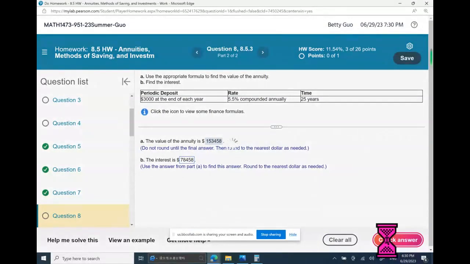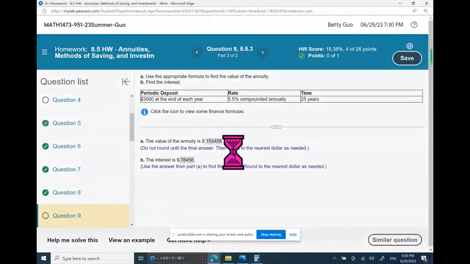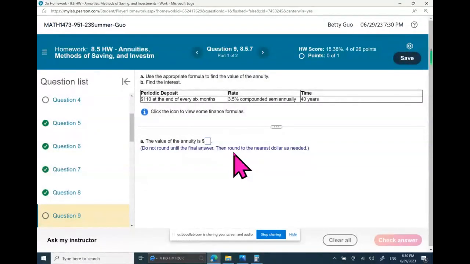So annuity is a very good investment. IRA, for sure, you should consider. You especially should consider when you are younger, because the earlier you start, the more money you have in the future. Many of our questions would demonstrate that fact.